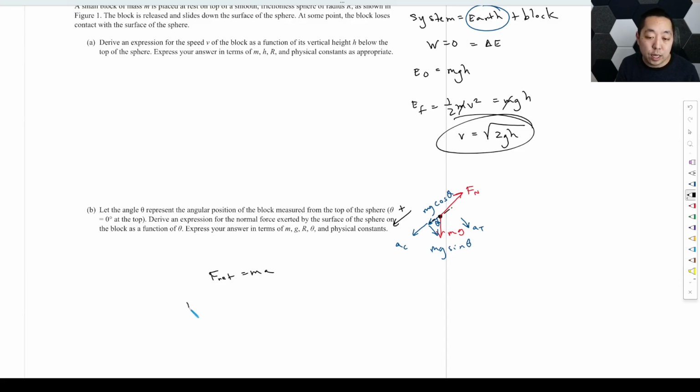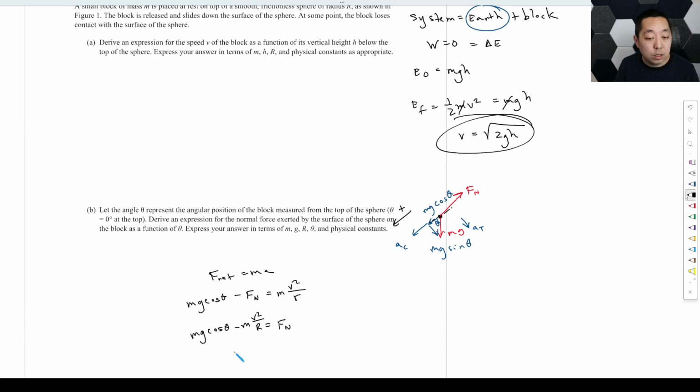So that's going to be mg cosine theta in that direction. The normal force is directed out, away from the sphere, and that's going to equal mv squared over r. Sorry, centripetal acceleration, right? So we can solve for the normal force. It's going to be mg cosine theta minus mv squared over r. We can't use v, but we have the speed here.